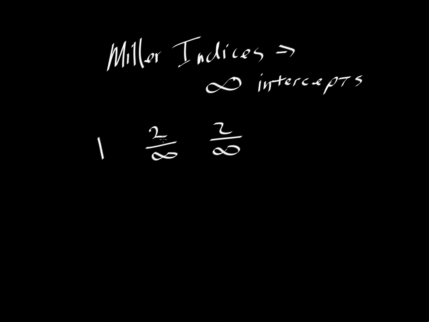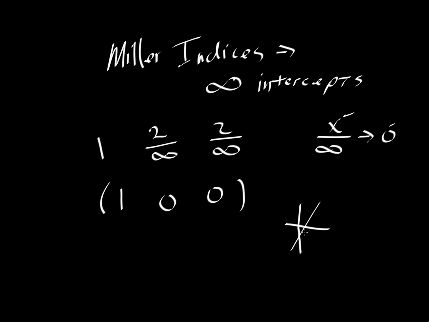If we take 2 or any number and divide it up an infinite number of ways, then whatever that thing is we're dividing, everyone gets effectively 0. So x divided by infinity is effectively 0. Take anything and divide it up an infinite number of times, and then each of those parts would be 0. So we would have 1, 0, 0, and that would be the set of Miller indices for that square face that would be just intersecting only the A-axis.